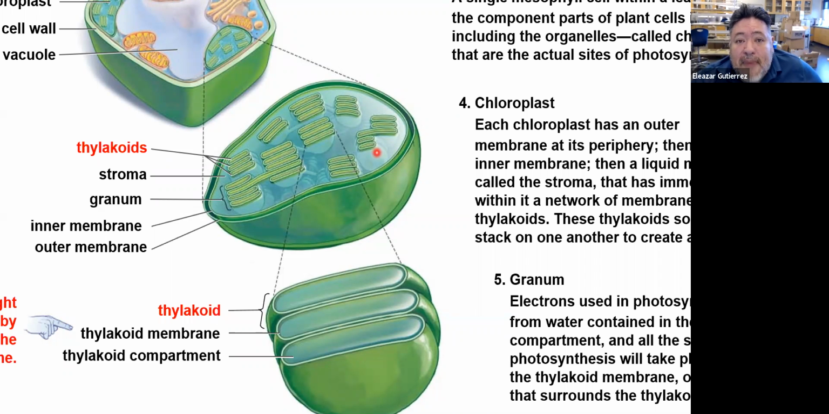So if we're to do it backwards, what's the final electron acceptor in respiration? Those two electrons combine with oxygen to yield water. So not surprisingly, in photosynthesis, we're going to do the exact opposite. We're going to take water, we're going to break it up, we're going to take electrons away from it.